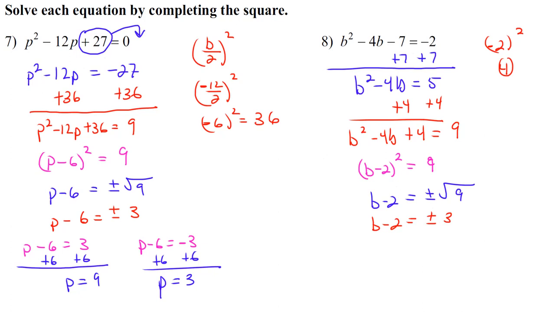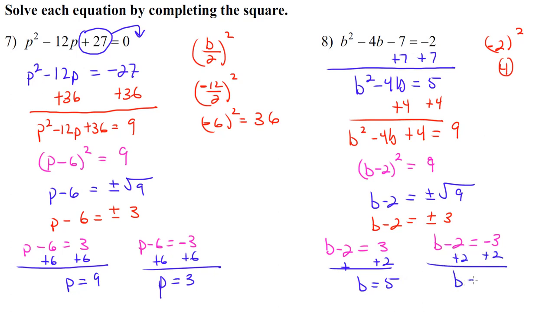Then we have to write our two equations. One equation, b minus 2 equals positive 3, and the other equation will be b minus 2 equals negative 3. And then we solve. Add 2 to both sides here, and I get b equals 5. And over here, when I add 2 to both sides, I get b equals negative 1.